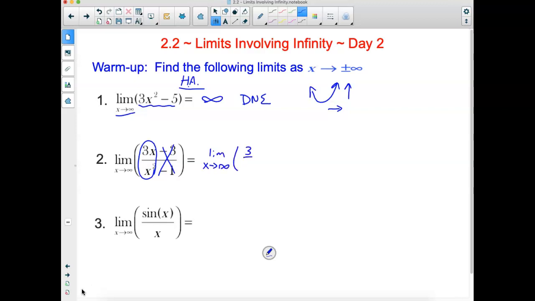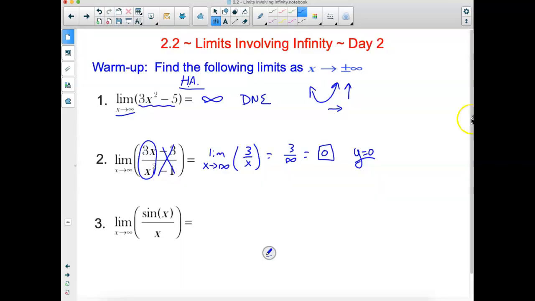This reduces to an end behavior model, like we said yesterday. And then when I plug this in here, I get 3 divided by infinity, or 3 divided by big, gets very small. So this limit is going to equal 0. In the end, what does that infinite limit mean? It means I have a horizontal asymptote at y equals 0, but we state the limit is 0.